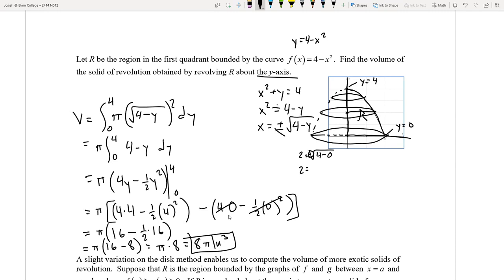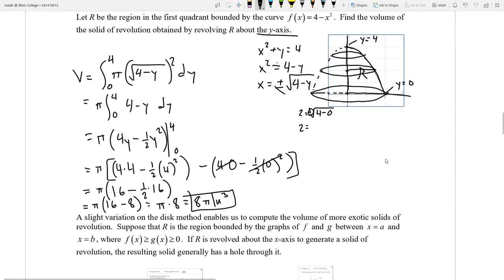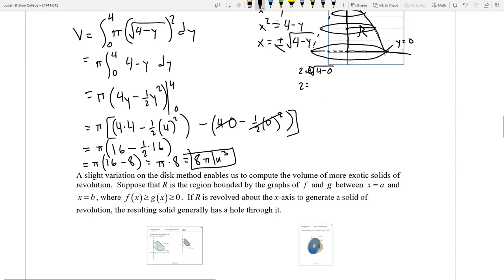All right, so that's how we do things in terms of y. It's just slightly different. So now we've kind of seen both of those. We'll see another variation on this. A variation on the disk method enables us to compute the volume of more exotic solids. So we're going to combine last section with this section.